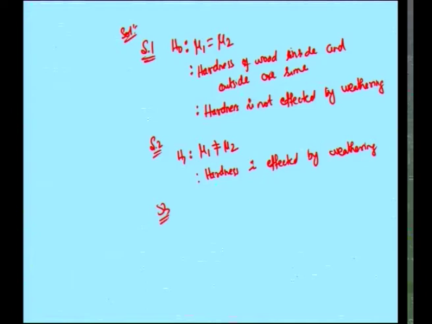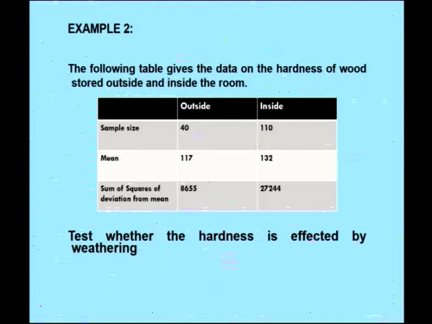Step 3, when the level of significance in the question is not specified, you can take alpha is equal to 5%. Step 4, Z is equal to x1 bar minus x2 bar divided by root of s1 square by n1 plus s2 square by n2, because that value only had been given in the question. Now, all the values are taken from the question. Let me represent the values here itself.